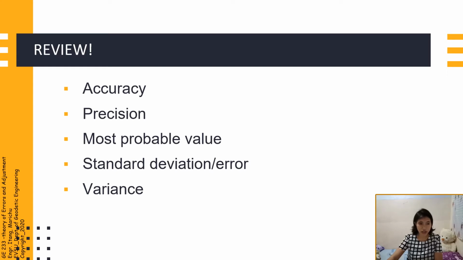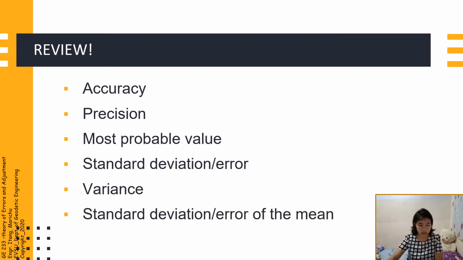We also discussed what a variance is, that is the square of your standard deviation. The standard deviation and the error of the mean, and what the uses of the standard deviation are. The most probable error, or this is your E50. So all these topics we discussed, we created a histogram and analyzed the data.